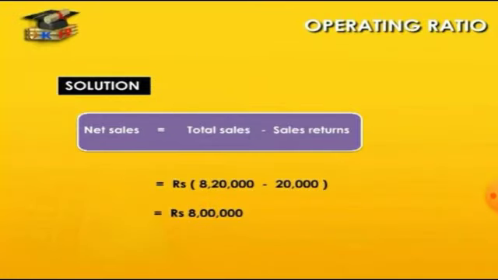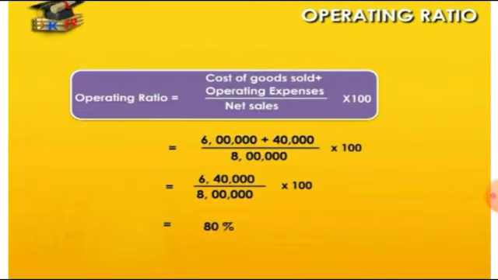So we have to apply the formula here. Net sales is equal to total sales minus sales returns. So total sales is 8 lakh 20,000 minus 20,000, which will give you 8 lakhs. Operating ratio is equal to cost of goods sold plus operating expenses. So here you're getting 6 lakhs plus 40,000 divided by 8 lakhs into 100. That will give you 6 lakh 40,000 divided by 8 lakhs into 100, which gives you 80%.